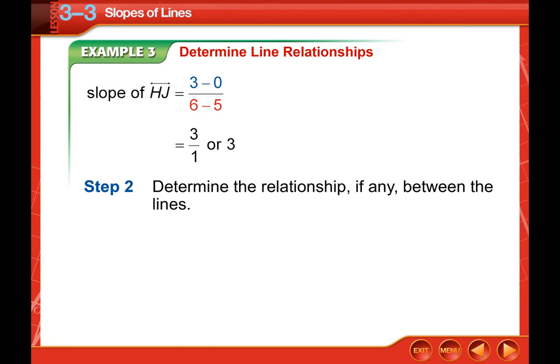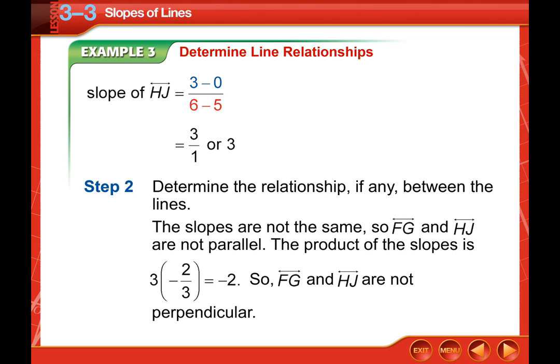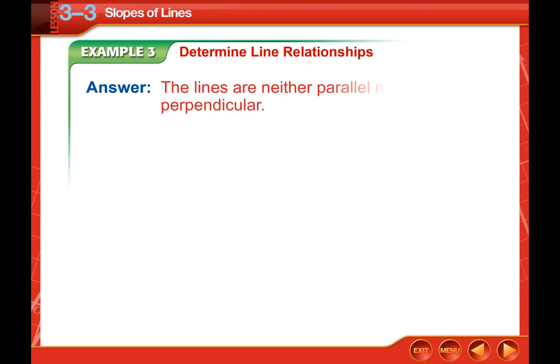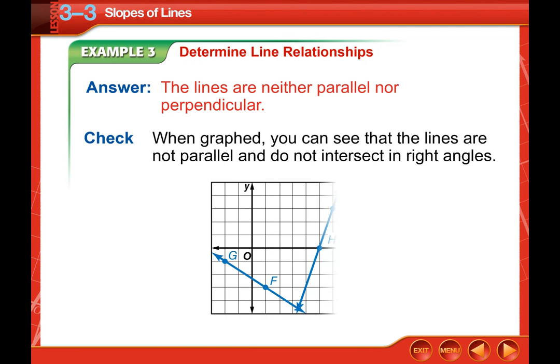So is there any relationship between those two lines? Okay, the slopes are not the same. So since they're not the same, they can't be parallel. And the product of the slopes, if we multiply those slopes together, we get a -2. So they're not perpendicular either. These are neither parallel nor perpendicular. When graphed, we can see that they intersect. They do not intersect at a right angle, and they're certainly not parallel.